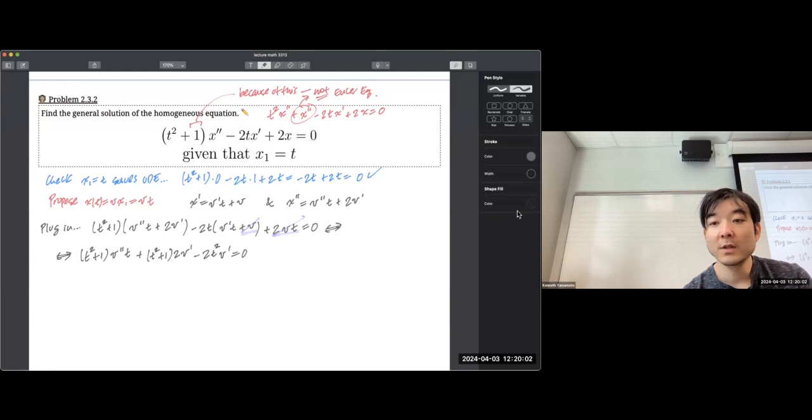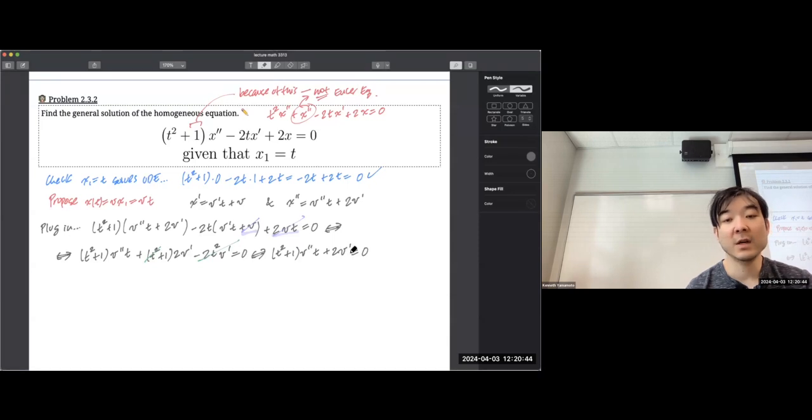And if you were to distribute out the 2v prime to this t squared, it's going to cancel with this. So I'll just say these two will cancel. And so we're left with t squared plus 1 v double prime t, and then there's just a plus 2 v prime left, equals 0.